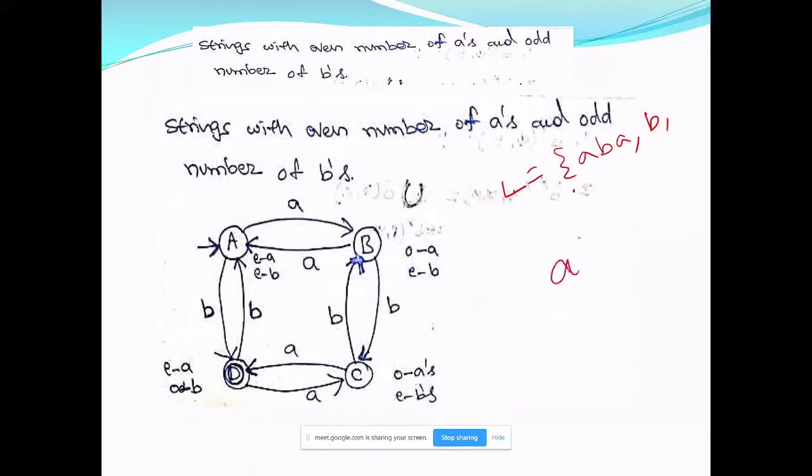Suppose I write A, B, B. This will not be in your language, because the number of B's is even. They could be anywhere. You just count the total number of A's and total number of B's. The number of A's should be even, and the number of B's should be odd. Erase it.